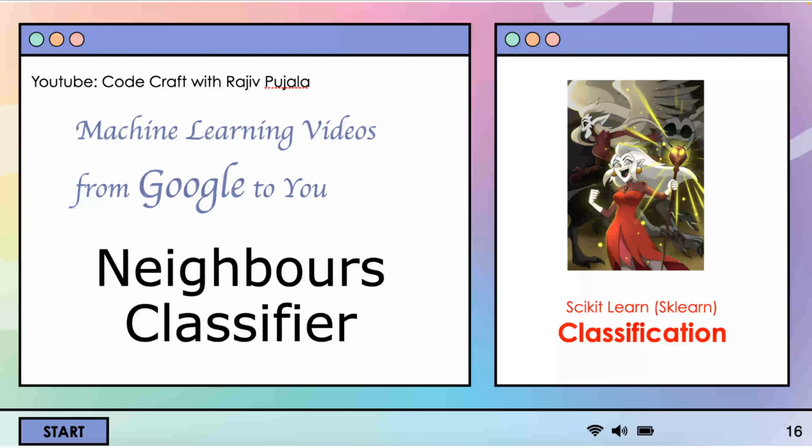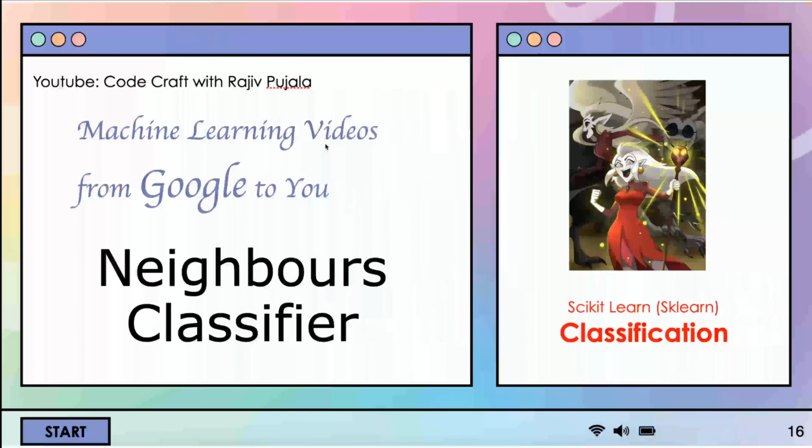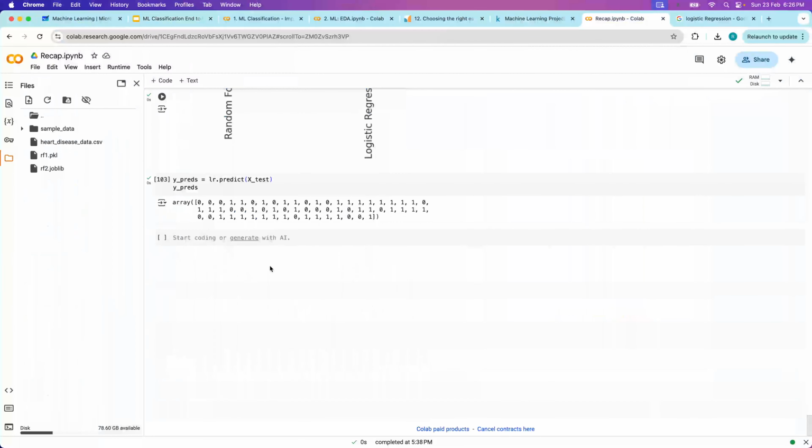In this video, let's take a look at one more machine learning model, which is the K Neighbors Classifier. Let's quickly jump into the Colab and see how to write this one. Okay, let's do K Neighbors Classifier.